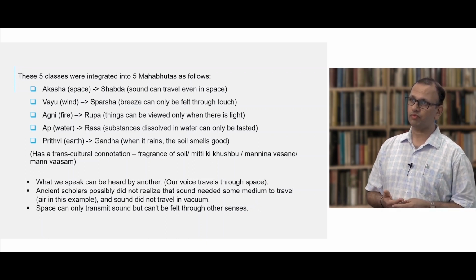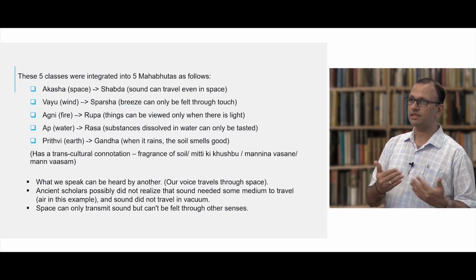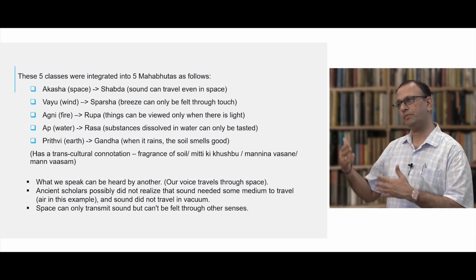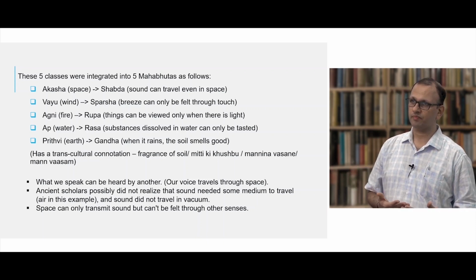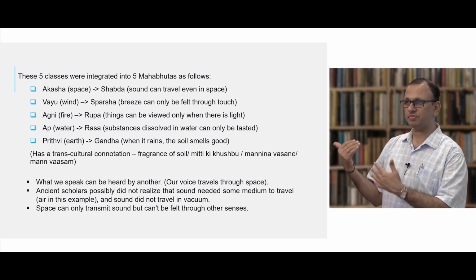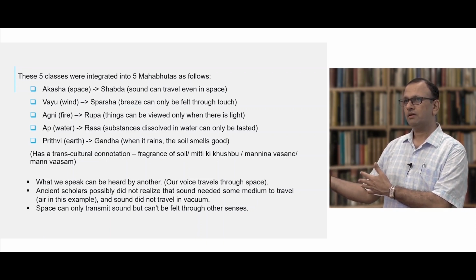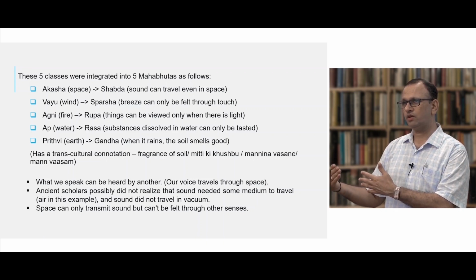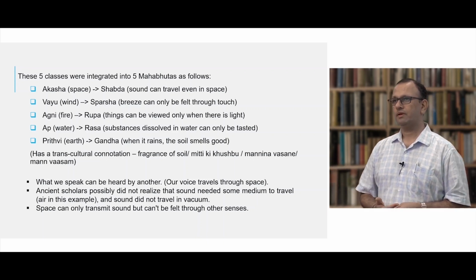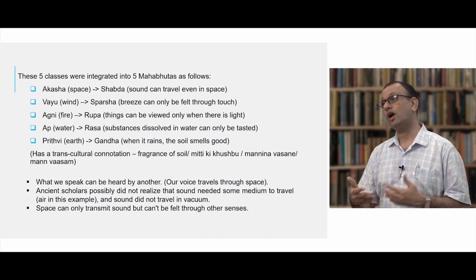Similarly, agni, the fire, or light sometimes, is integrated with rupa, because things can be viewed only when there is light. In the absence of light, you cannot view things. And up is water. It was integrated with rasa, because substances dissolved in water can only be tasted. Without dissolving in water, you cannot taste something. And prithvi was integrated with gandha, because when it rains, the soil smells good.